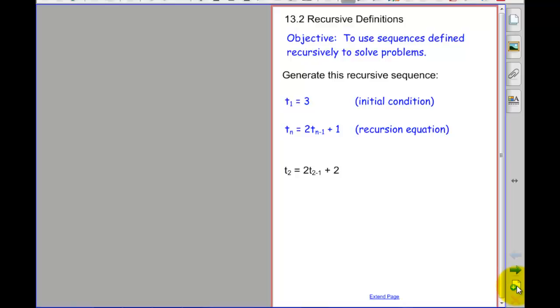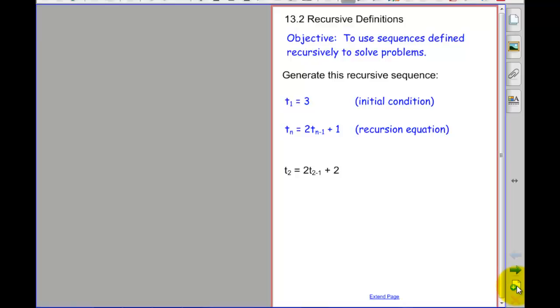Everybody's taking notes. Let's generate this recursive sequence where you're given t sub 1 equals 3, that's the initial condition, and t sub n equals 2 t sub n minus 1 plus 1, that's the recursion equation. To define something recursively, you need two parts to it, okay? We're not doing this on the calculator just yet, Joe.